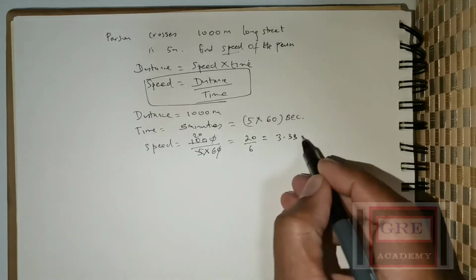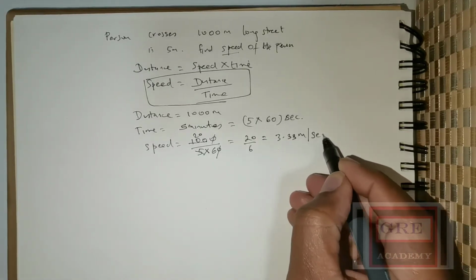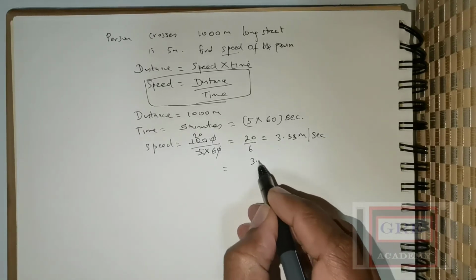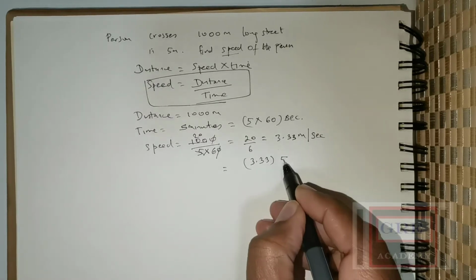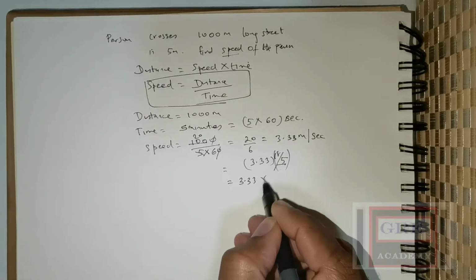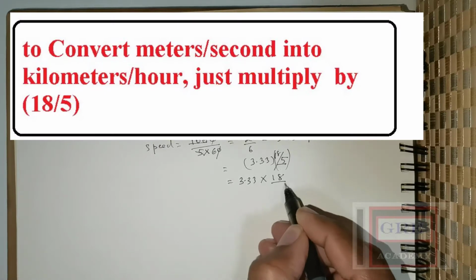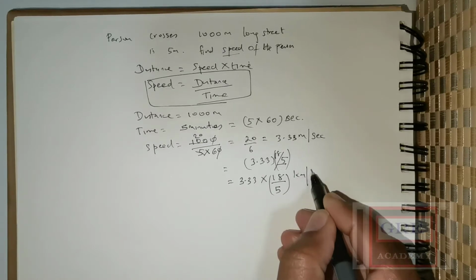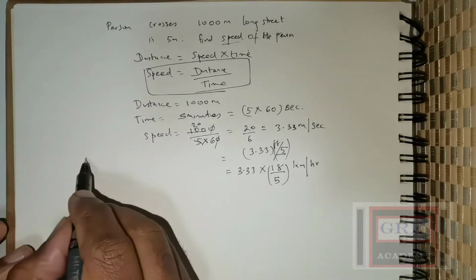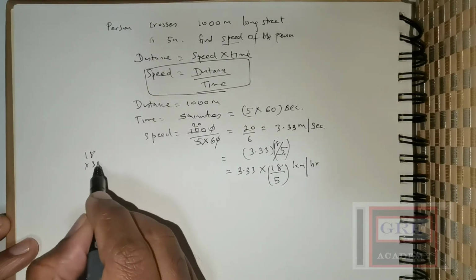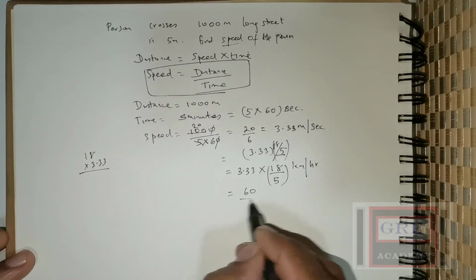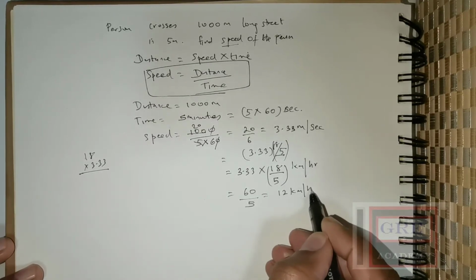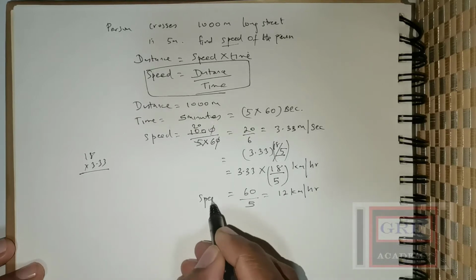3.33. Now this is actually meters per second, but I want to convert it into kilometers per hour. So what you got to do is you take 3.33 and multiply it with 18 over 5, and that would give me the answer in kilometers per hour. This is going to be 18 times 3.33, so 60 divided by 5, which is going to be 12 kilometers per hour. So this is going to be my speed.